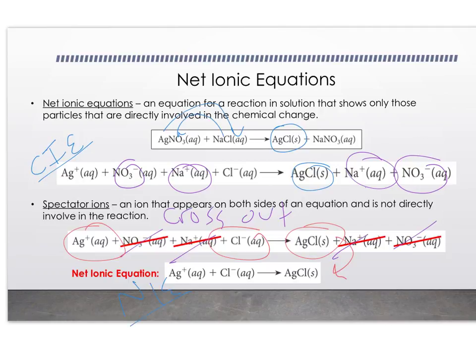So the overall net ionic equation is only going to show the species that are involved in that reaction. The complete ionic equation just separates out every single ion that is soluble in water, keeping together the insoluble compound.